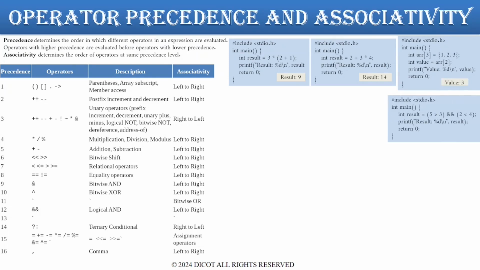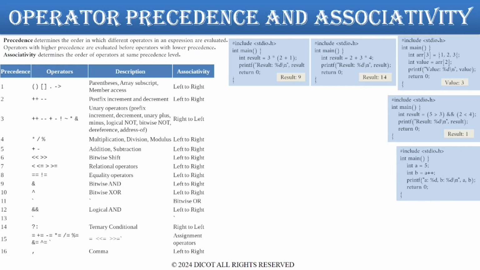Relational operators, greater than and less than, have higher precedence than logical AND. So 5 greater than 3 and 2 less than 4 are evaluated first, both resulting in true, that is value 1. Then 1 ANDed with 1 is evaluated, resulting in 1. The output in this case is result 1.